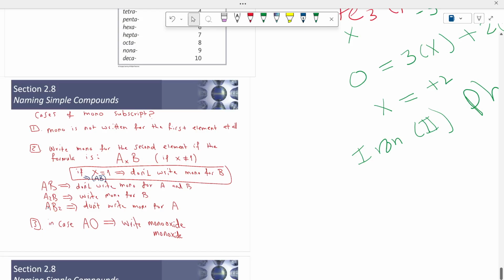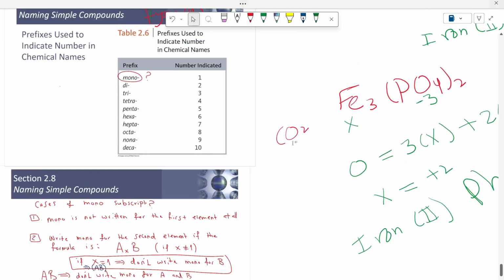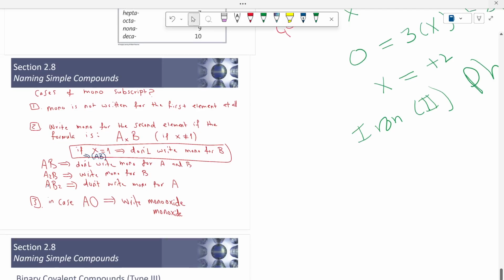What are the different cases of mono? The first point is mono is not written for the first element at all. So if the subscript of the first element is 1, don't write mono for the first element. So in CO2, the subscript of carbon is 1. We don't write monocarbon. This is carbon, not monocarbon. While for oxygen it is 2, so 2 is written. So this is carbon dioxide. This is what I mean by the first point.